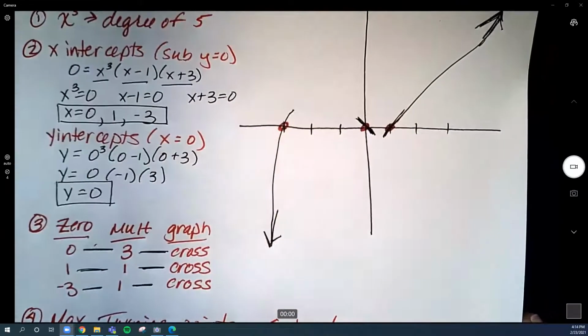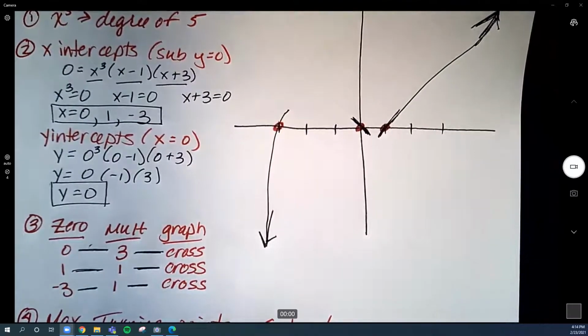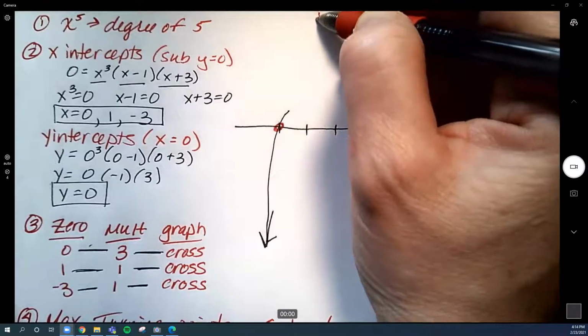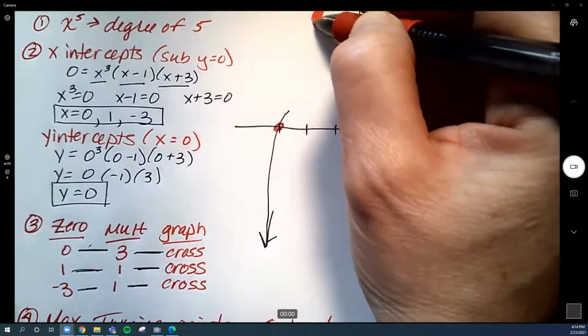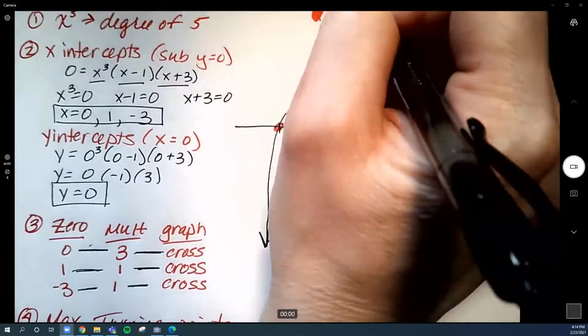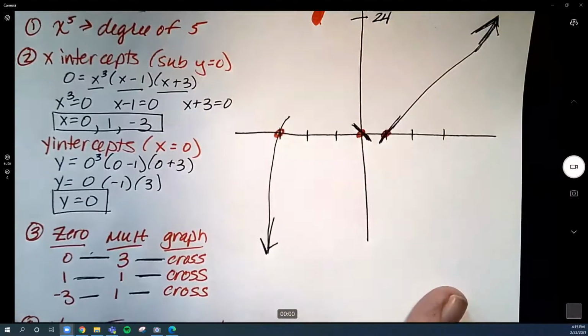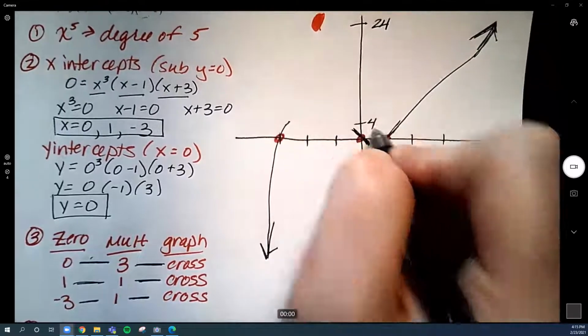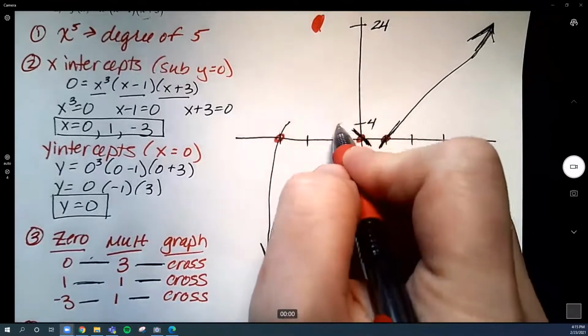So up here on my graph, again, let's plot the point -2, 24. So that point is going to be way up here on my graph, something really, really high. Okay, so we'll call this 24 up here. Then we're going to have another point at -1, 4. So -1, 4 will be down here.